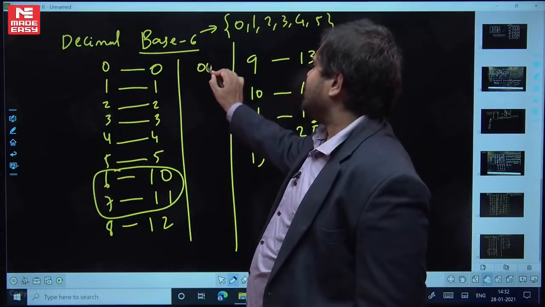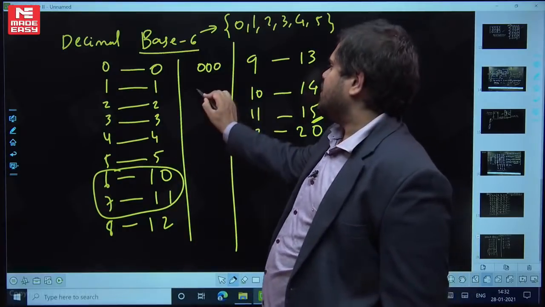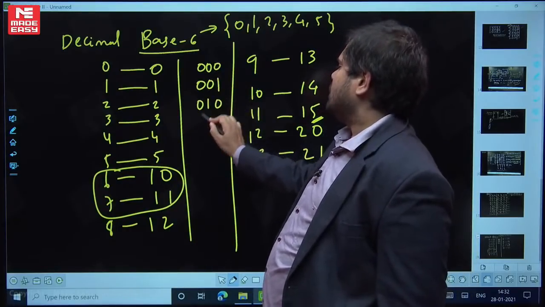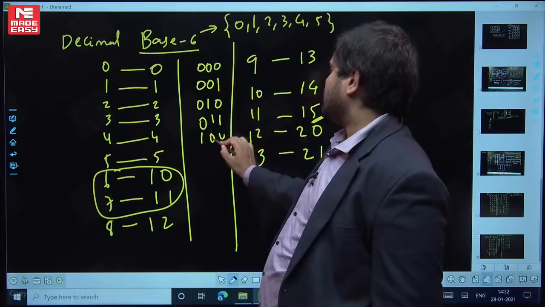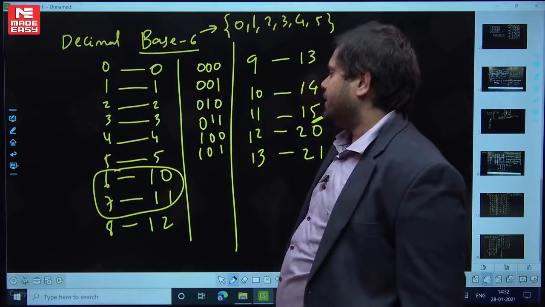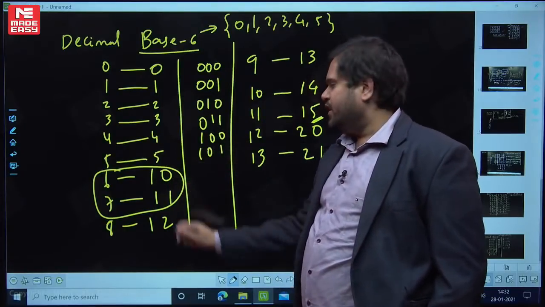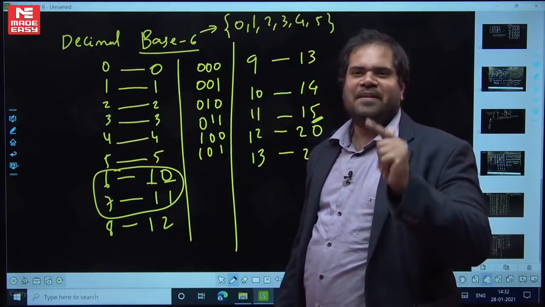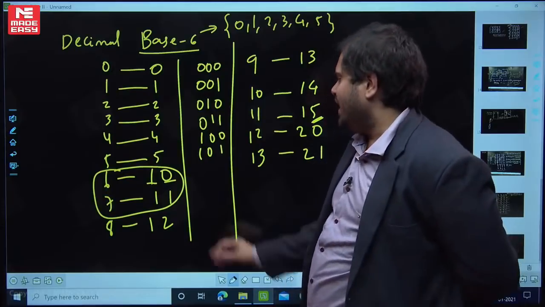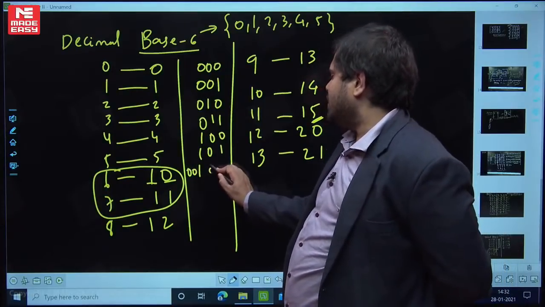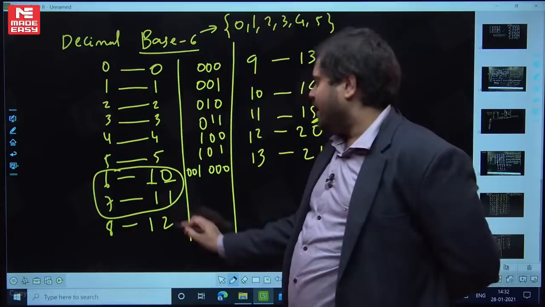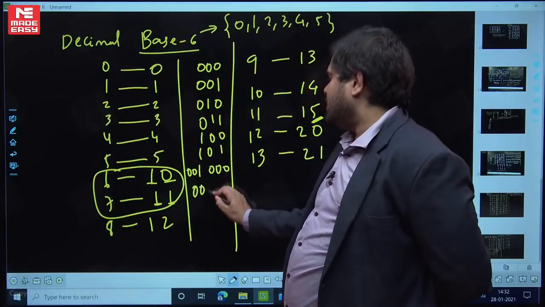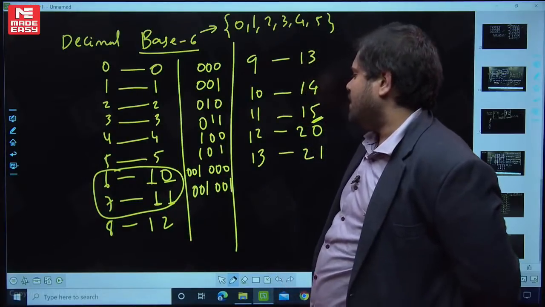I will keep 0 0 0, then 0 0 1, 0 1 0, 0 1 1, next 1 0 0, next 1 0 1. This is the binary coding. How do you write 1 0? These are two different digits, just like how you do in BCD. So it is written as 001 followed by 000. How will you write 7? 001 followed by 001. That is how the coding has to be done.